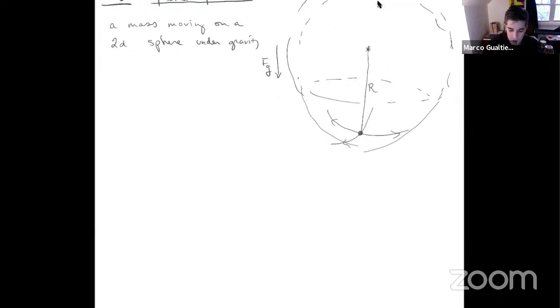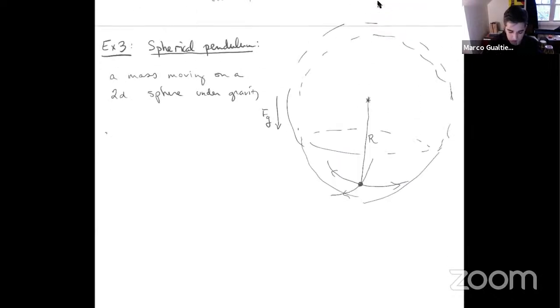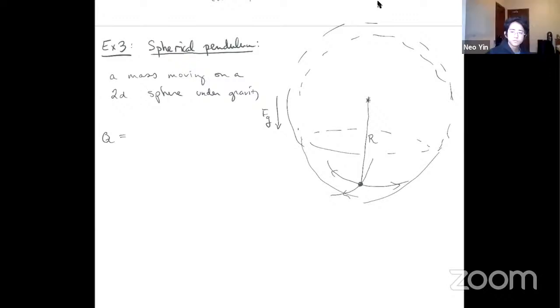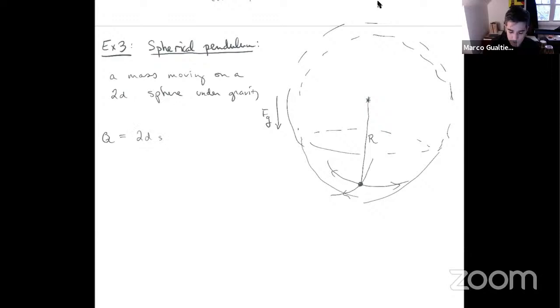So what is the configuration space? Anyone? S2? Yeah, it's the two-dimensional sphere, which is the name S2. S2 is the set of points in R3, where the sum of the xi squared is equal to 1.